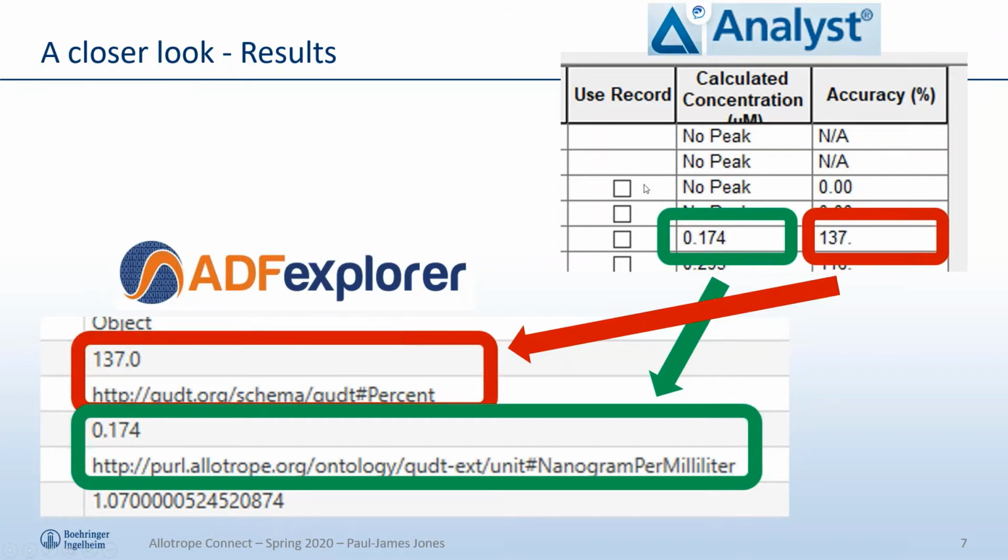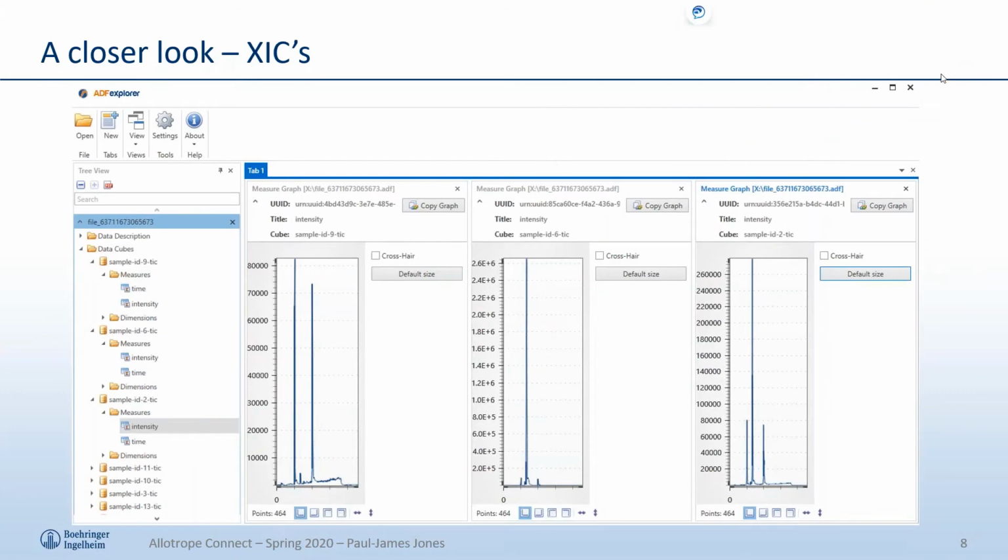Next slide, please. And this is just a sample of some of the chromatograms. I'm just seeing if you're paying attention, because these are actually not extracted ion chromatograms. These are total ion chromatograms. But it just shows you for several of the samples that you can actually view the associated chromatograms within ADF Explorer, again, from that ADF file.